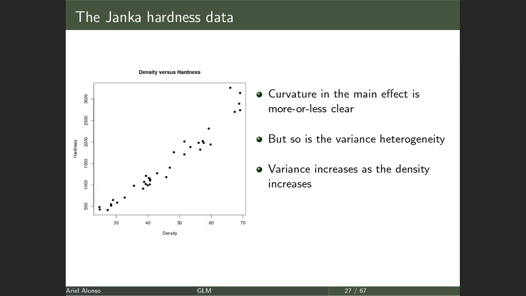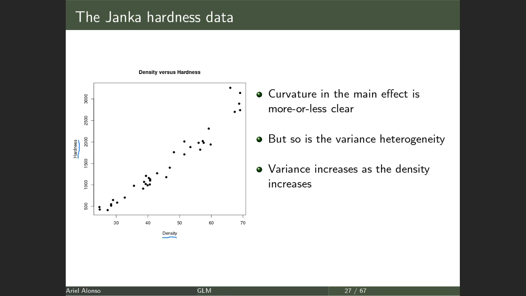If you make a plot here, you see you have, on the vertical axis, the response, which is hardness, and of course you have density as the covariate here. Now look at this graph. Look at this plot, because there are a number of features in this plot that immediately become evident.